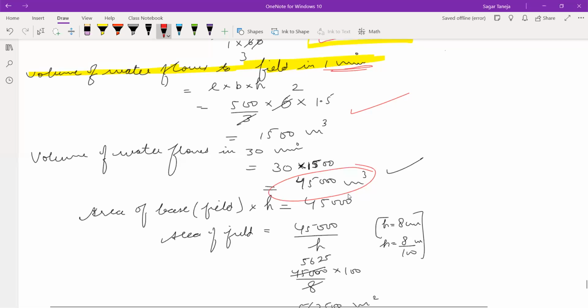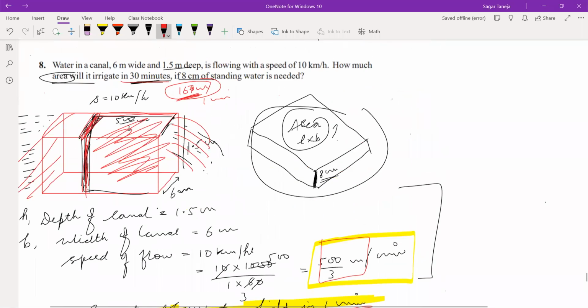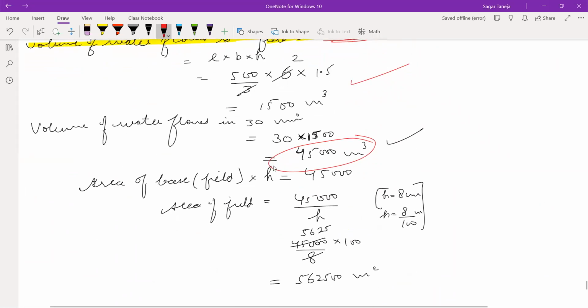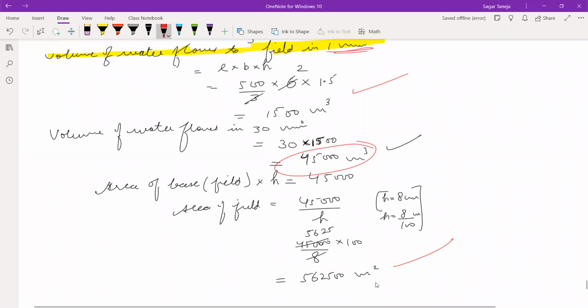If in the field this much of water will be there, then area of field multiplied by height is volume. This is the basic formula that I told you in the beginning, on the very first day. So volume of water, or volume of anything, is equal to area of base multiplied by height. So the area of the base of this cuboid is the field, because on the field only there is standing water. So area of field multiplied by height is 45,000, and the area of field we have to calculate. So 45,000 divided by h, and h is given as 8 centimeter, or we can write 8 by 100 meters. This is done. So you will get the area in meter square.